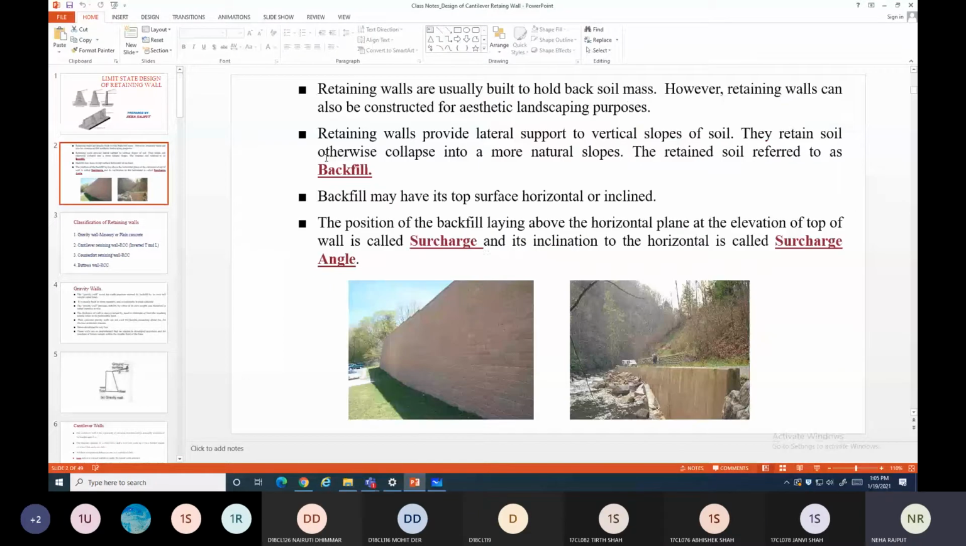Basically, retaining walls are usually built to hold back the soil mass. However, retaining walls can also be constructed for aesthetic landscaping purposes. Retaining walls provide lateral support to a vertical slope of soil, and they retain soil that would otherwise collapse into a more natural slope. The retained soil is referred to as backfill. It means the soil mass which is resisted by the retaining wall is known as backfill mass. This backfill mass may have its top surface horizontal or inclined.